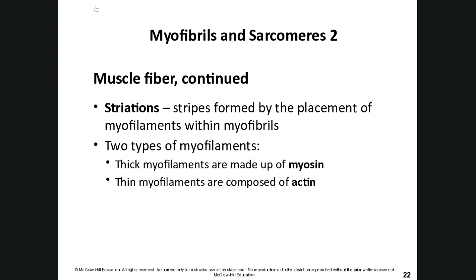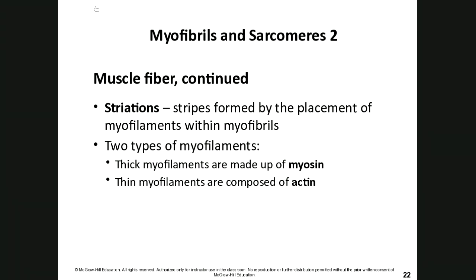So muscle fibers, more of that. The striations are the stripes that are formed by the placement of the actin and the myosin filaments within the myofibrils. And as we said before, there are two different types of myofilaments, myosin and actin. Another way you could think about them are thick filaments and thin filaments. The myosin are the thick filaments. They're going to have this globular protein head. The thin filaments are the actin.